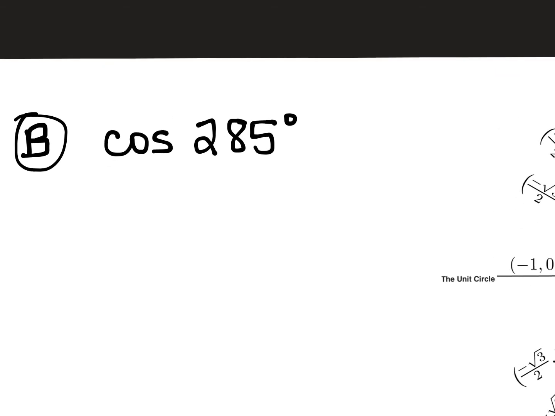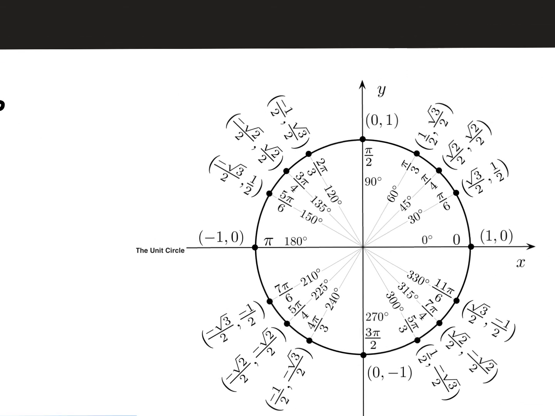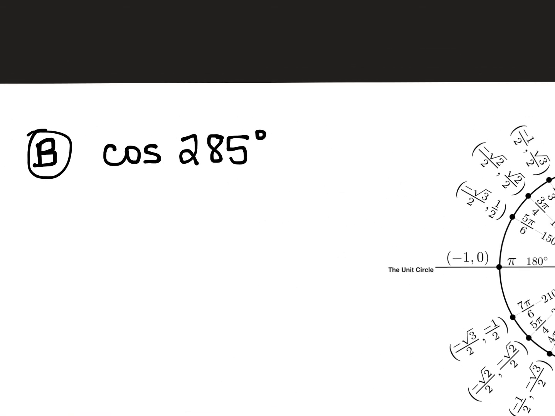This next one says cosine of 285. Is 285 on the unit circle? No. So that means I have to find two angles that either add or subtract to 285. It doesn't matter as long as they add or subtract. So what are some possibilities I could use? 240 and 45, right? 240 plus 45. Okay. What else could I use?